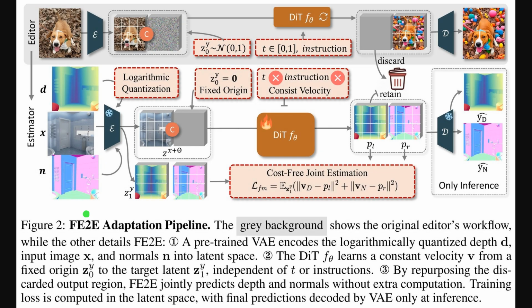So, Figure 2 shows how the editor gets adapted into a deterministic geometry estimator that outputs depth and surface normals together. The key idea is consistent velocity, which means the model learns one-time independent motion in latent space, so inference becomes simple and stable. Logarithmic quantization maps raw depth into a log scale, which preserves relative accuracy for both near and far ranges. The pipeline reuses the unused right side of the latent layout to predict normals alongside depth without extra compute.